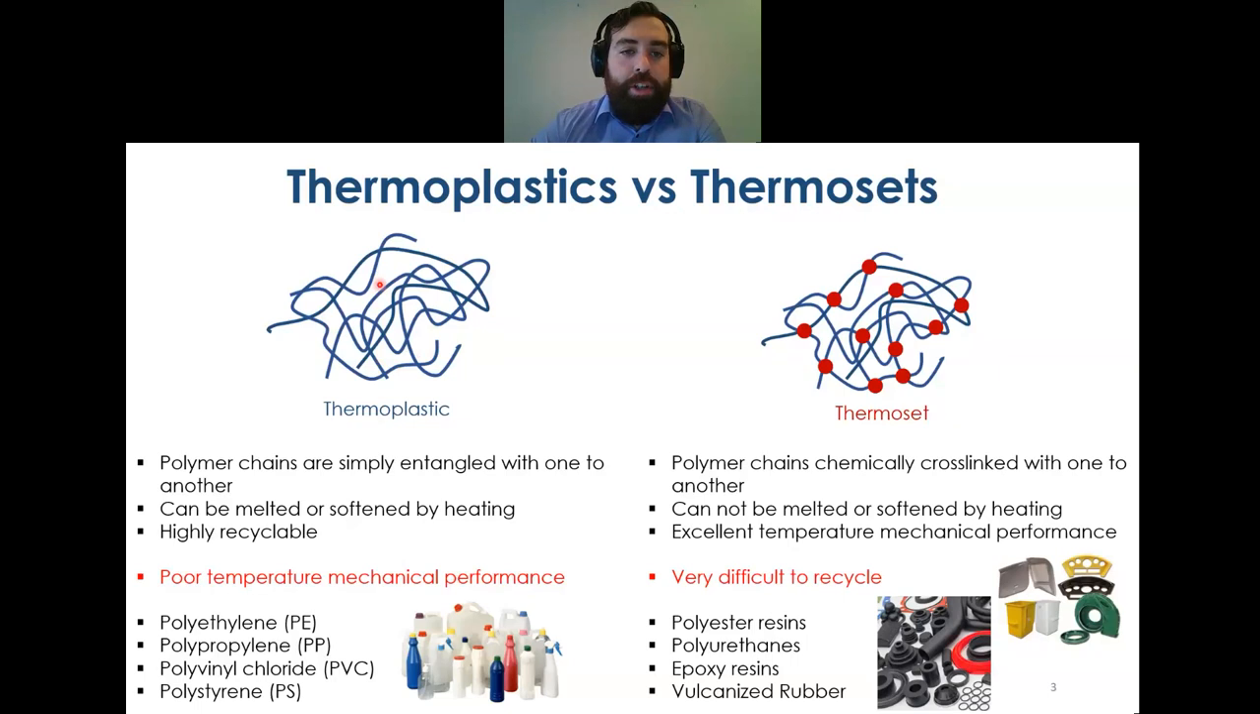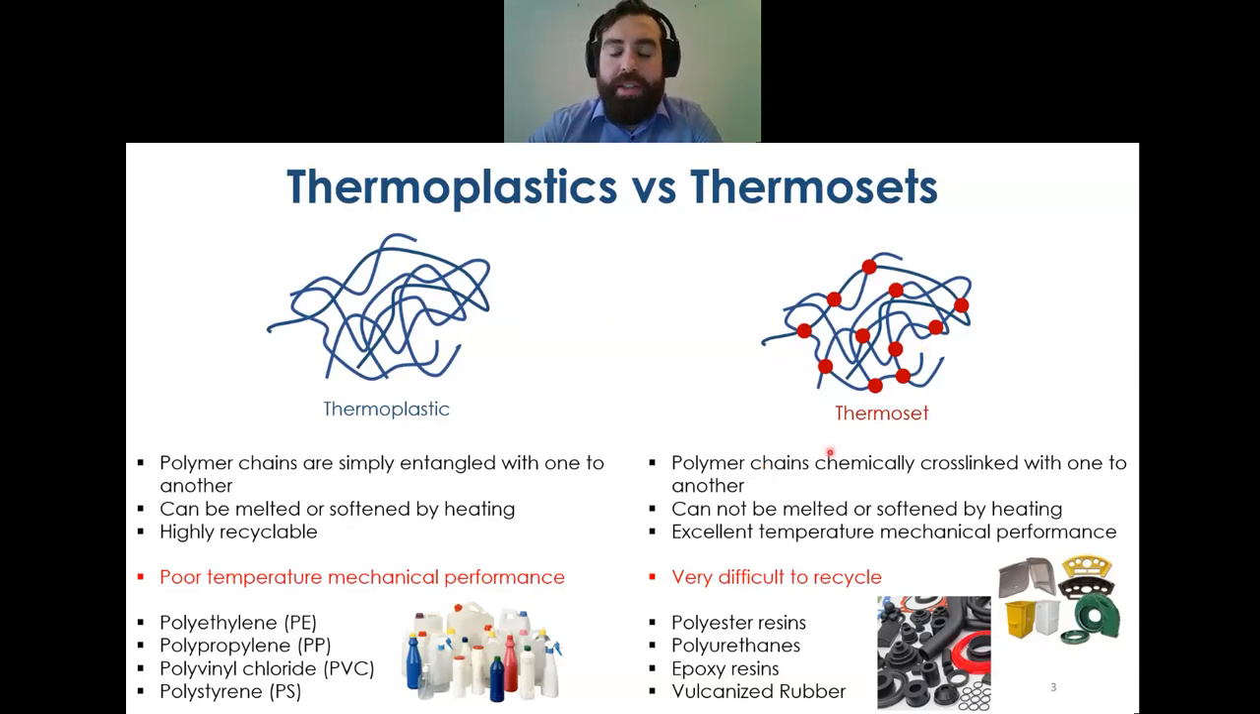To increase the mechanical properties of thermoplastic material, we can cross-link the polymer chains and not allow them to diffuse anymore. The polymer chains, now chemically cross-linked with one another, form a network that cannot be melted or softened by heating, which allows us to achieve excellent temperature and mechanical performance. But the main drawback is that they're now really difficult to reprocess and recycle, because they will not dissolve with solvent and they will not melt with heat.